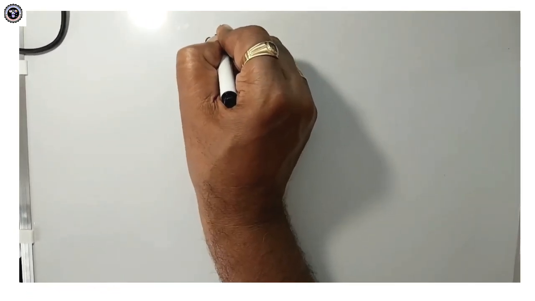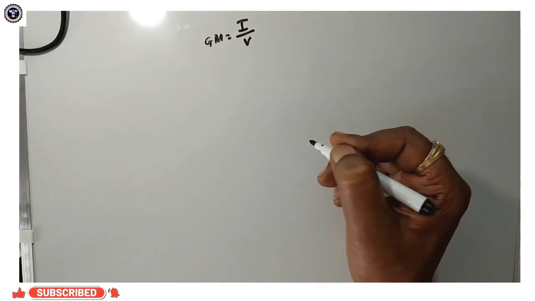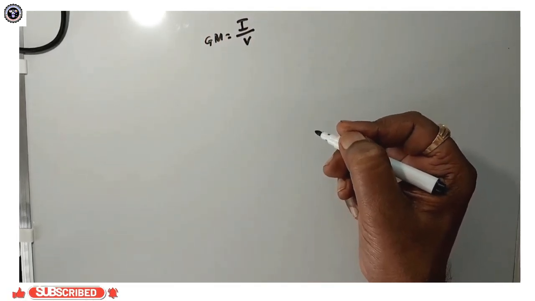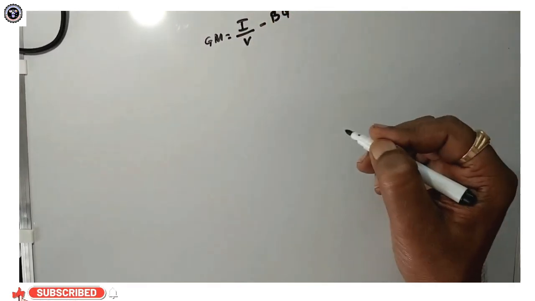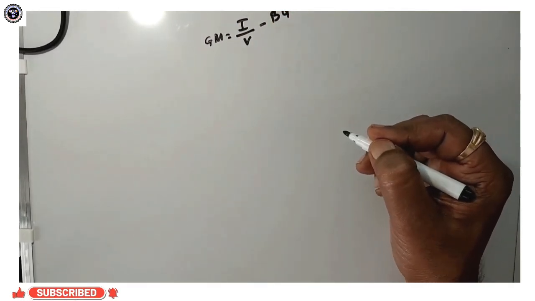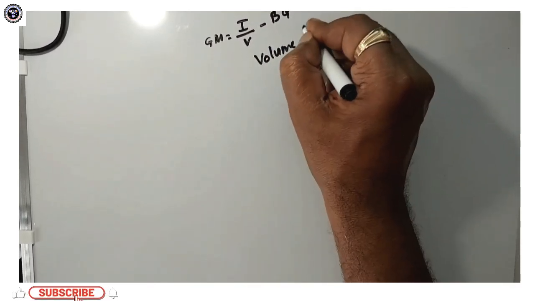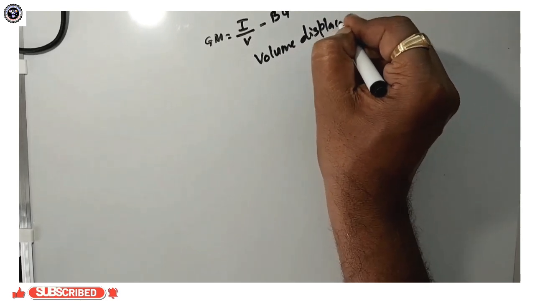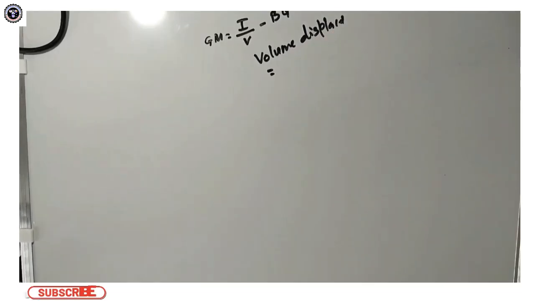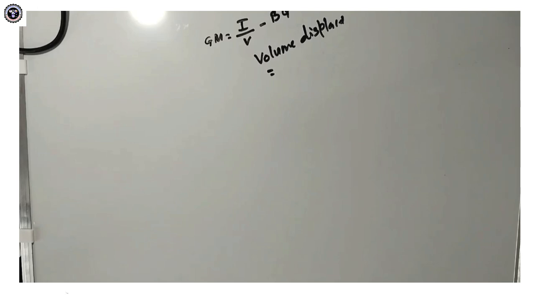That is, here GM is equal to I upon V minus Bg. This is our universal formula that we have already discussed. So, volume displaced is equal to weight of the ship upon weight of the water. So what is the weight of the ship? It is given here.